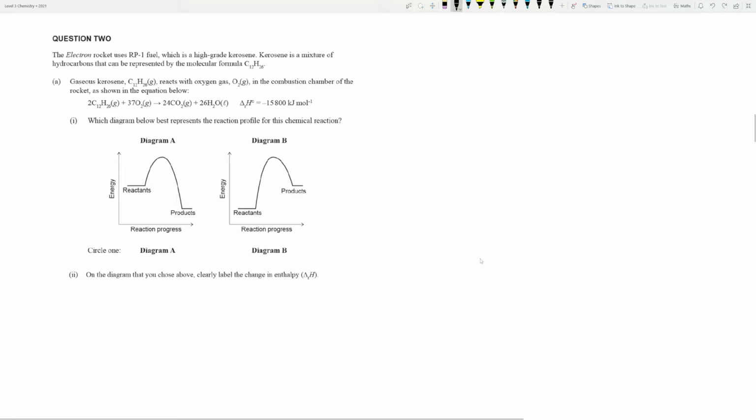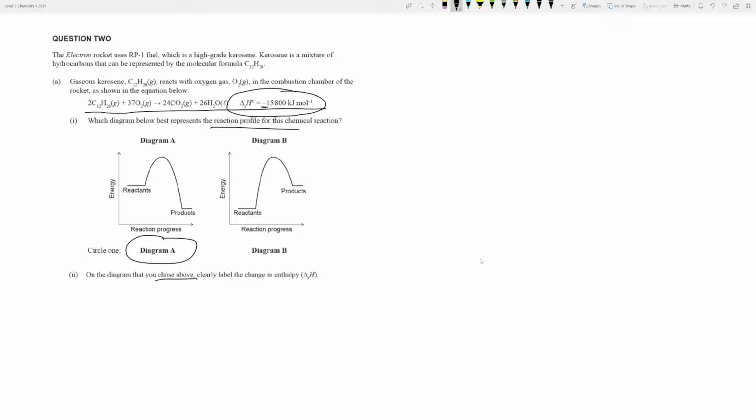All right, number 2. Let's have a look at this. This is an exothermic reaction because this number is negative. So what are we looking for? Which diagram represents the reaction profile? So it's going to be this one.